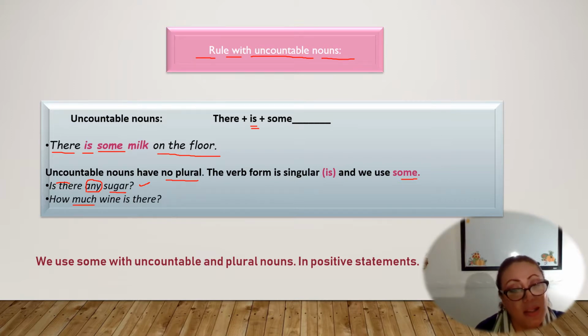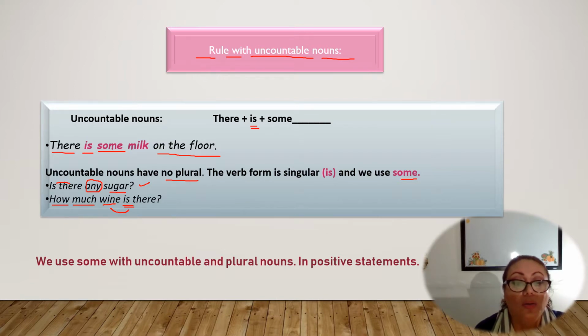How much wine is there? Because I can, wine, remember, is what? Wine is uncountable. Followed by is, because uncountable nouns go together with singular verbs. And now I have the word how much.